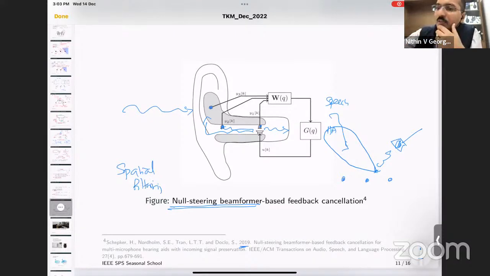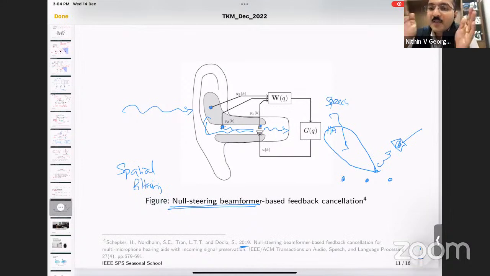Okay, how many types of filtering have we seen? We can do frequency domain filtering. We can do time frequency domain filtering. Then we saw adaptive filtering. Now we are saying spatial filtering. What is spatial filtering? Spatial filtering means I can define from which direction I want signal to be picked up and from which direction I don't want signal to be picked up. That is called spatial filtering.